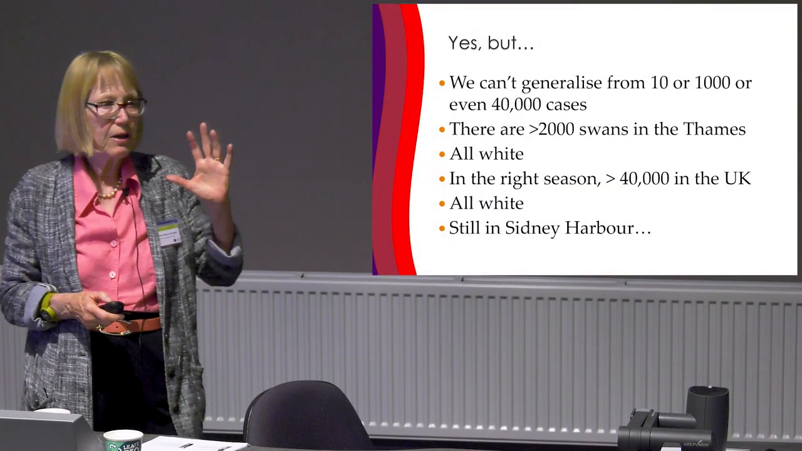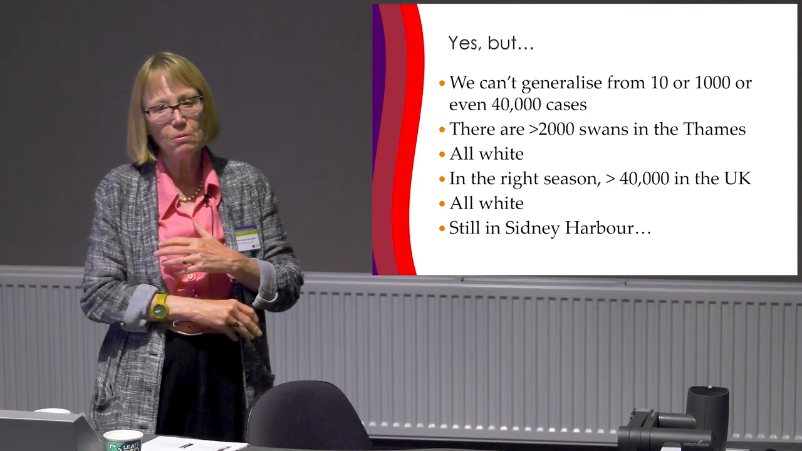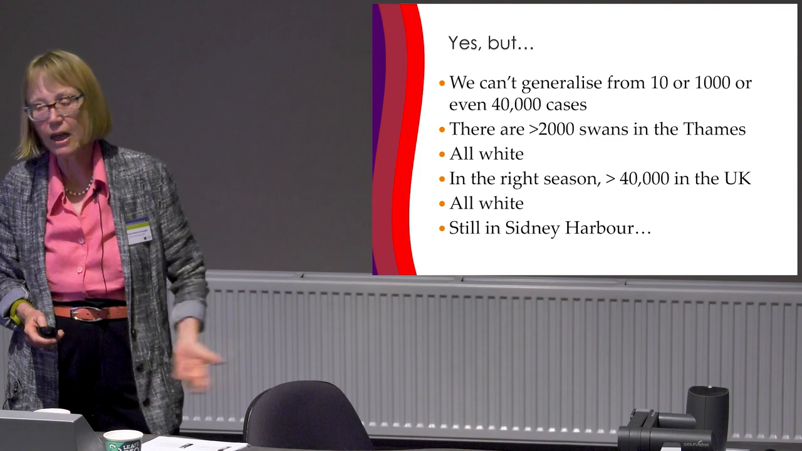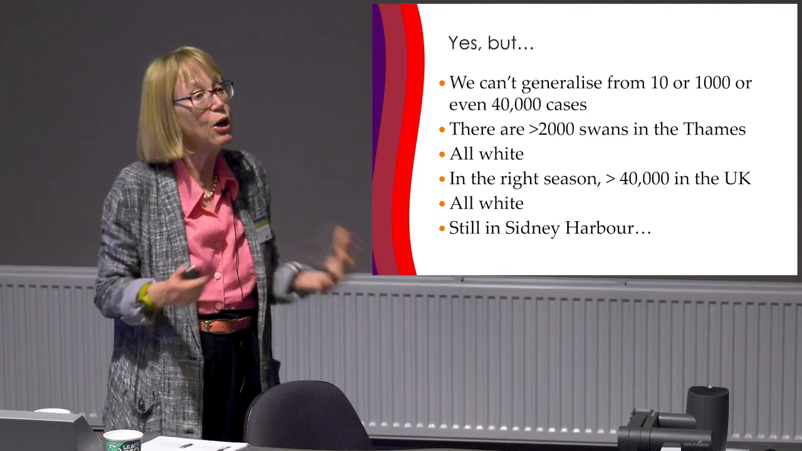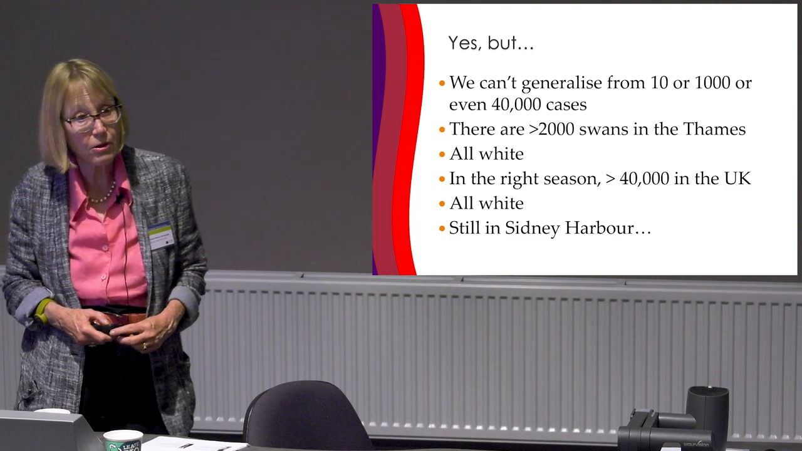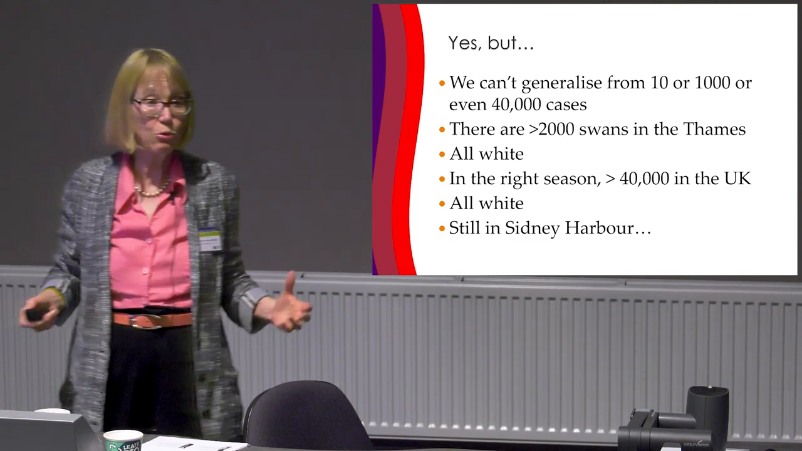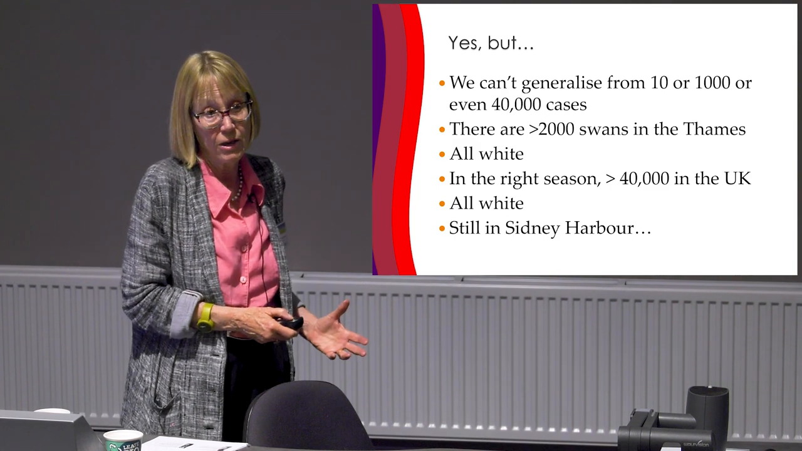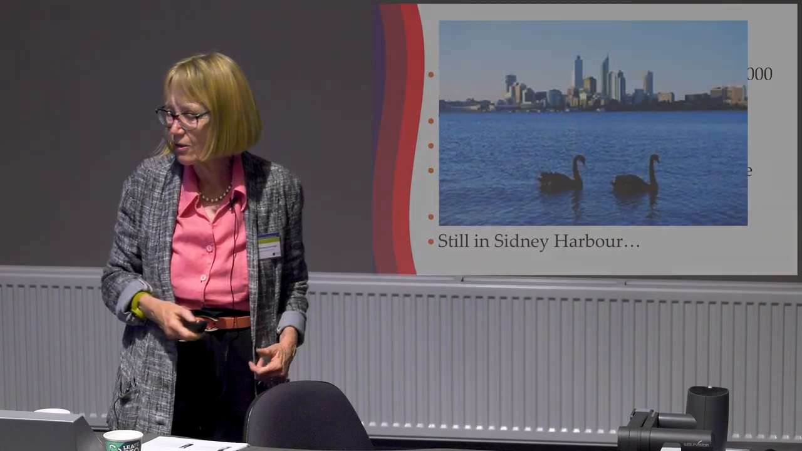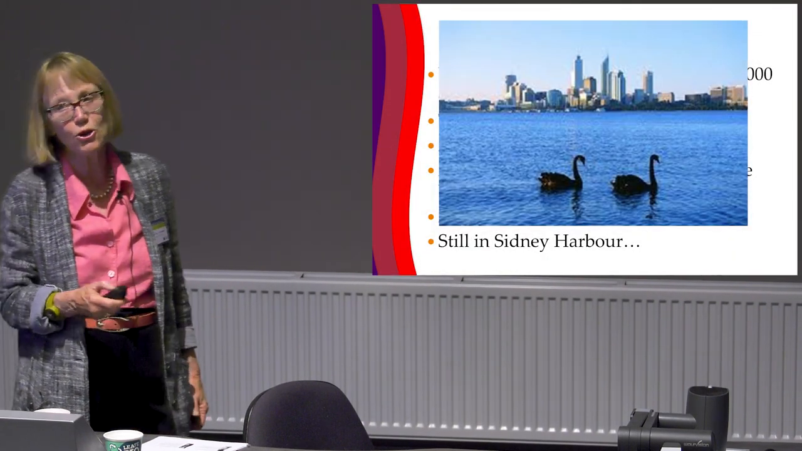Well, yes, that's true, but you can't generalize from any cases. You can't generalize from 10 or 1,000 or even 40,000. We all know this, right? There are more than 2,000 swans in the Thames. They're all white. In the right season, there are more than 40,000 swans in the UK. They're all white. Still, in Sydney Harbor, as we know, right? Just not all swans are white.